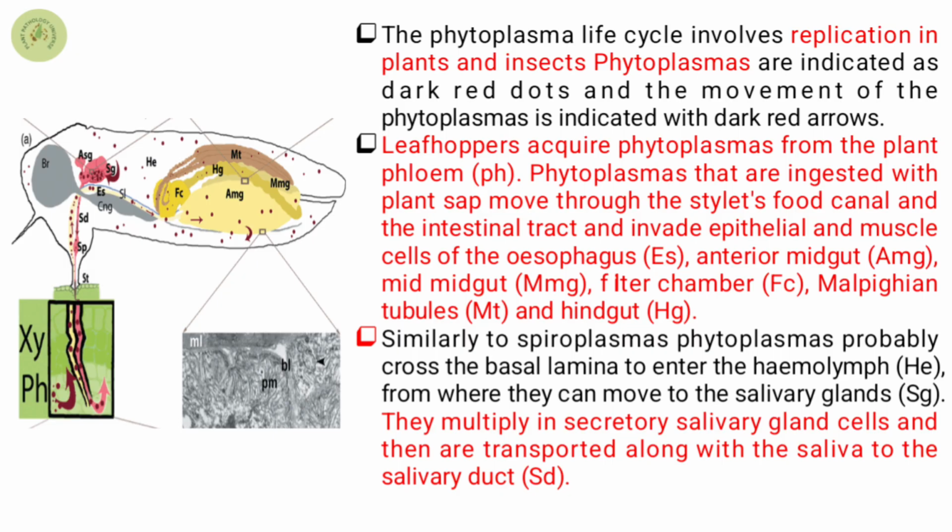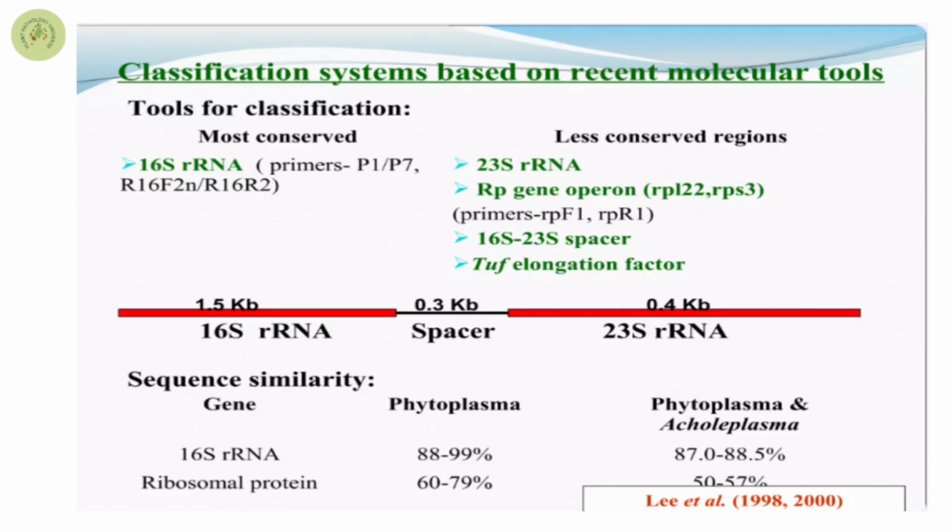And when this particular insect feeds on another healthy plant, it will secrete that phytoplasma with the help of its salivary glands, and that helps in the transmission of this particular phytoplasma from a healthy to a diseased plant. Okay, so this is how it will work.